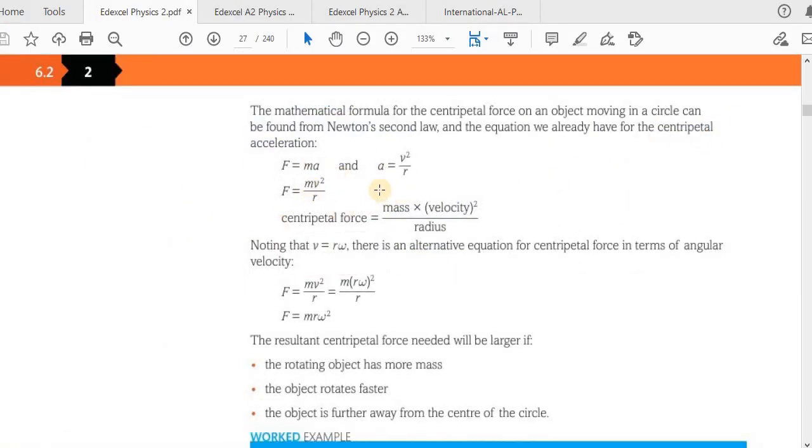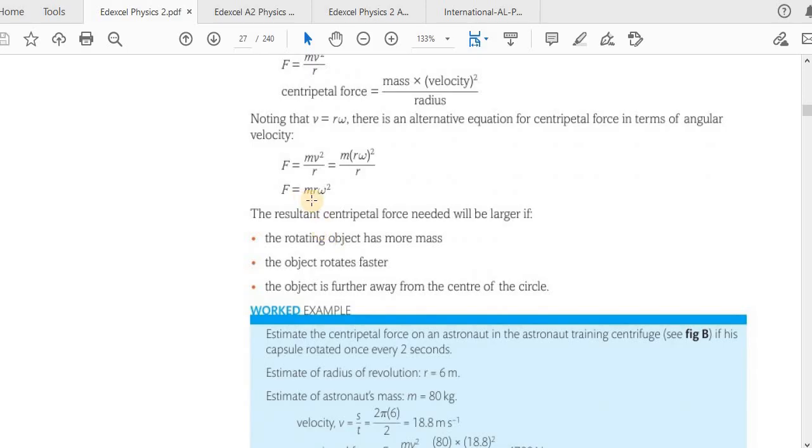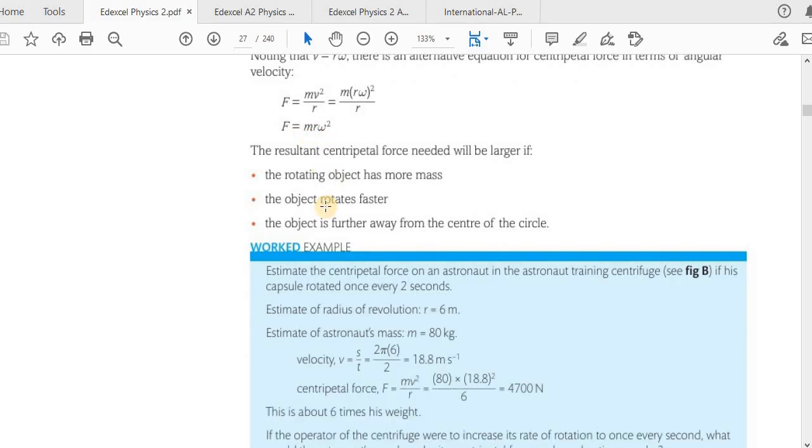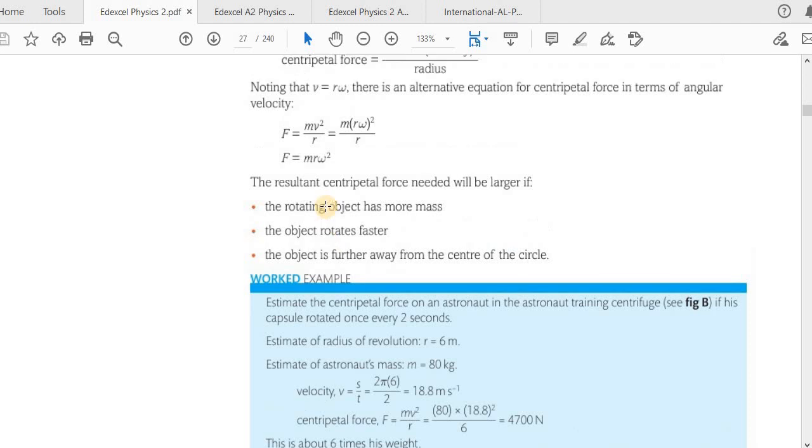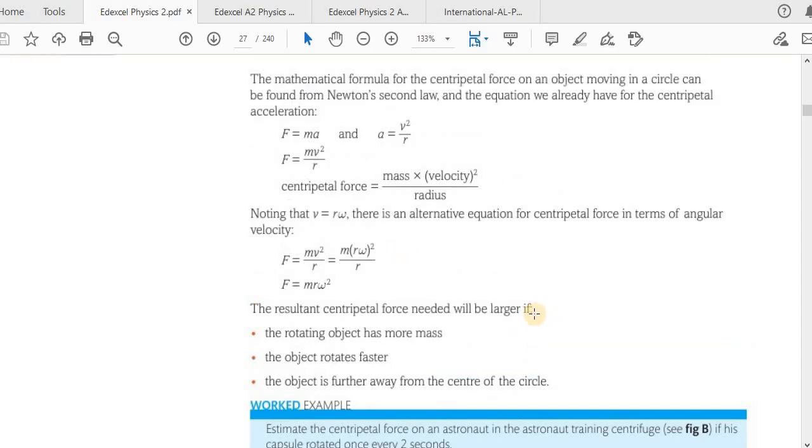Okay, so they are showing you how to get that, which is the same thing I showed you. One equation is mv squared over r, the other one is m omega squared r. From this equation you can see the resultant centripetal force needed will be larger if the object rotating has more mass. If you look at this equation or even this one, the greater the mass, the greater will be the centripetal force required to keep it moving in that circular path.